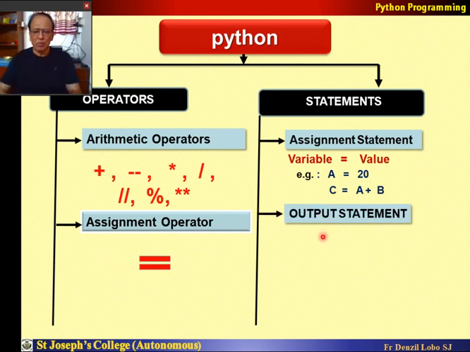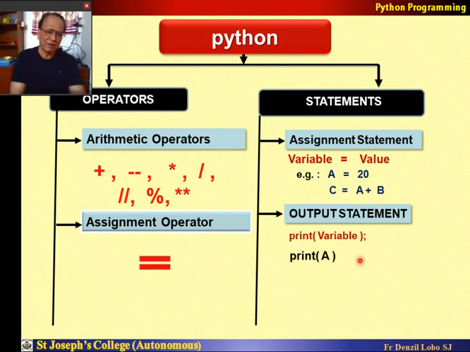With that we come to the output statement. After doing all these calculations, I would like to display the result of my calculation. For that I need an output statement, and this is very simple. Print variable or variables. In other words, it says print the content of this variable. For example, if I say print A and A contains 20, 20 will be printed.